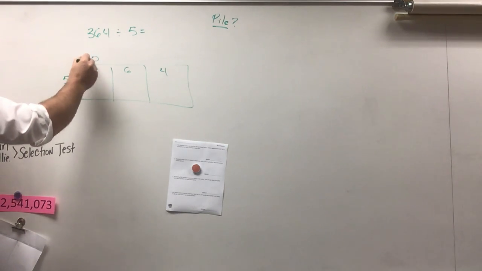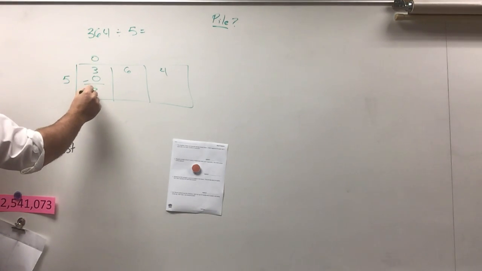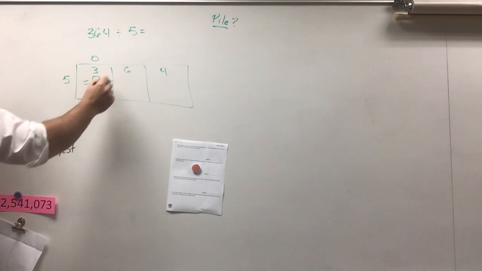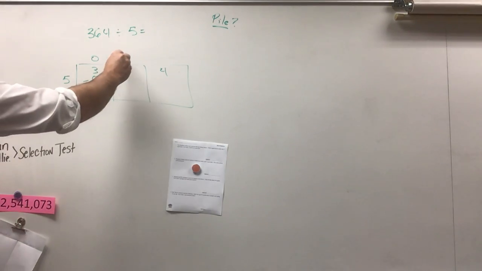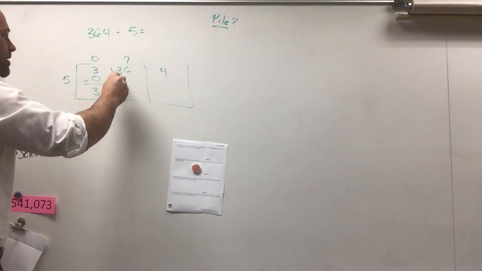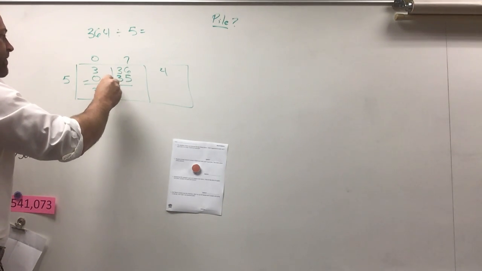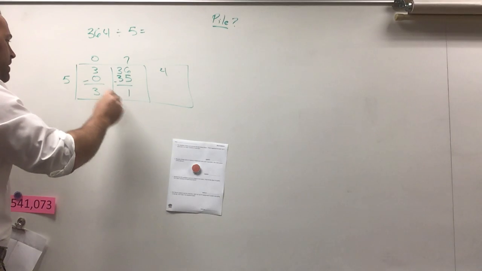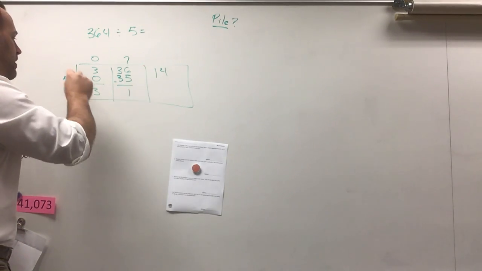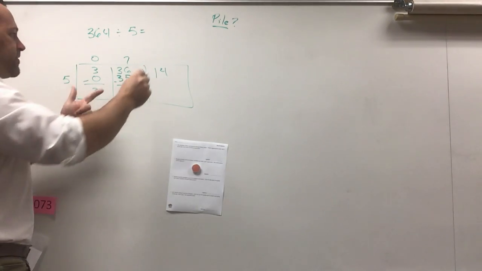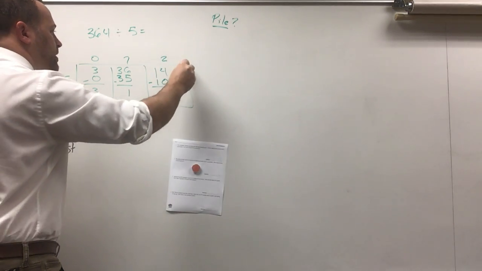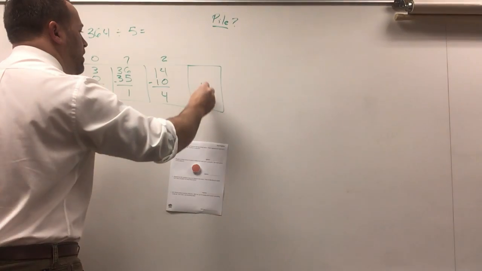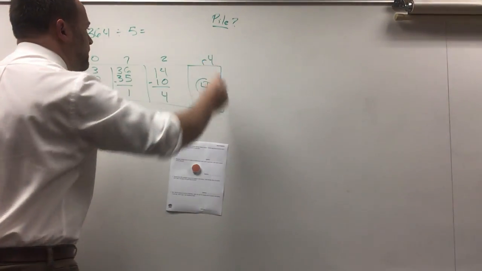364 divided by 5. 5 doesn't go into 3, does it? So we'll put a 0 above, 0 below, subtract to get 3. 3 is good, it's less than 5, bring it up here. How many times does 5 go into 36? 7 times, you got it. Times it to get 35, subtract to get 1. 1's less than 5, bring it up here. Count by 5s up to 14: 5, 10 is 2. Subtract to get 4. Remainder of 4.